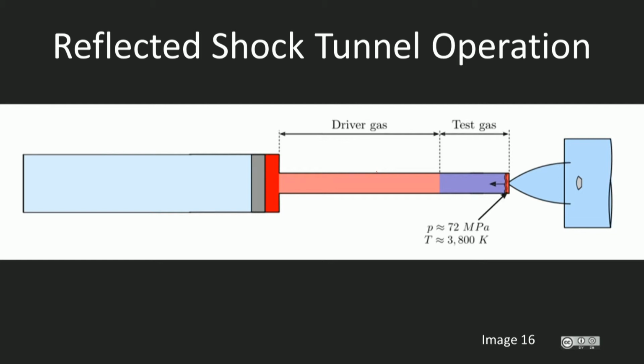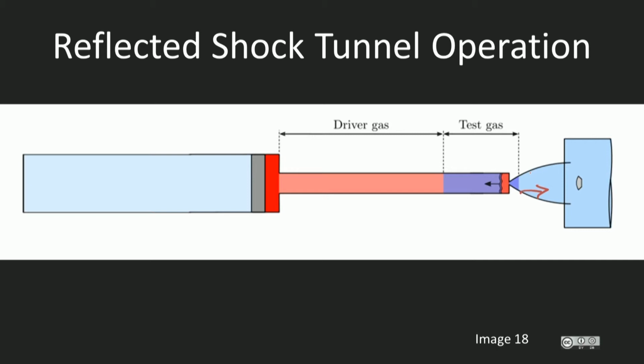A region of gas forms at the end of the tube with a pressure of about 72 megapascals and a temperature of about 3800 Kelvin. Upon arrival of the shock, the thin mylar diaphragm is almost instantaneously obliterated, and this stagnated region of test gas expands through the nozzle. At this point, two things are now happening. Hot and high pressure test gas is expanding through the nozzle. This expansion process accelerates the gas and cools it as its pressure drops.